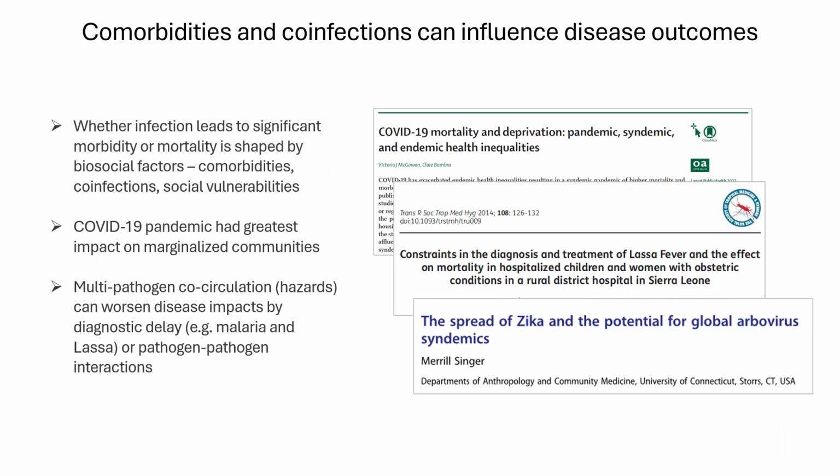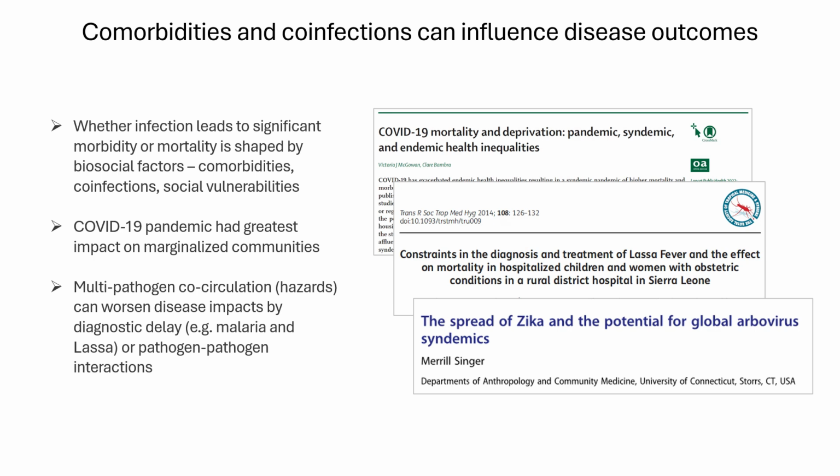And another factor we can think about is how comorbidities and co-infections influence disease outcomes. Whether an infection leads to significant morbidity or mortality is shaped by various biosocial factors, which include comorbidities and co-infections. One of the best examples of this is how the COVID-19 pandemic had a particularly strong impact on marginalized communities in many countries that had higher rates of pre-existing conditions, as well as a higher likelihood of being exposed to infection.